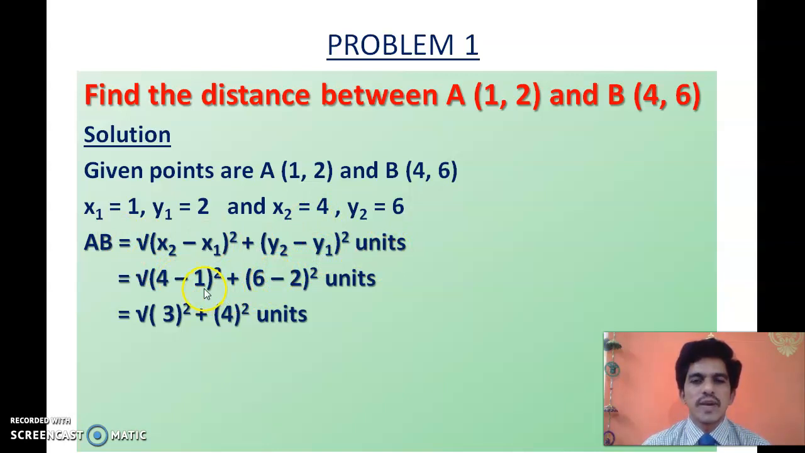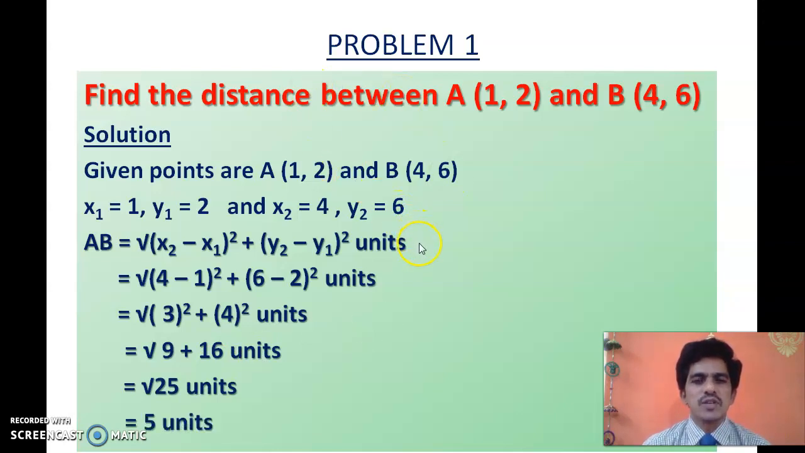As you know, 4 minus 1 is 3, so this is 3 square. 6 minus 2 is 4, so this is 4 square. And we know that 3 square is 9 and 4 square is 16. 9 plus 16 is 25. So AB is the square root of 25, and we know it is 5 units. So this is how you can use this formula to calculate the distance between any two points. Observe that in these two points, neither the x coordinates are equal nor the y coordinates are equal.